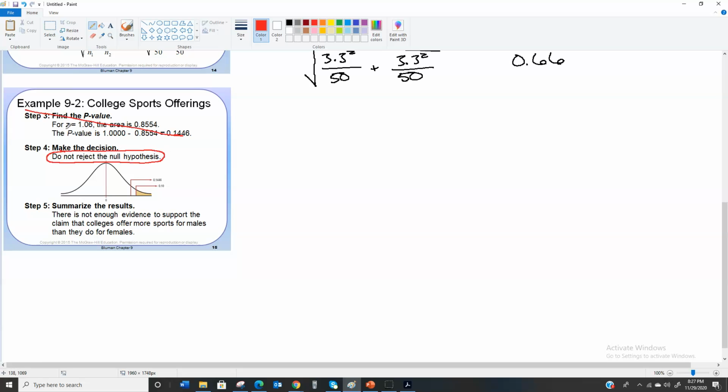Again, don't worry about this. This is p-value method. We're not doing that. So make the decision. Do not reject the null hypothesis, which means there is not enough evidence to support the claim. If we do not reject, that means there is not enough evidence. So, not reject, we always say not enough evidence. And if we do reject, that means there is enough evidence.